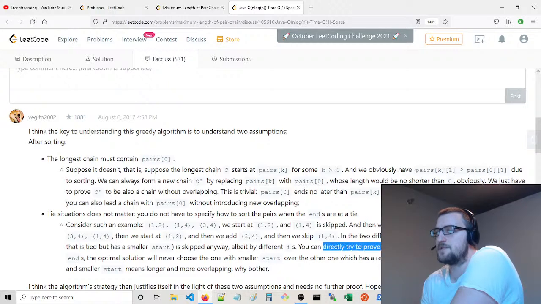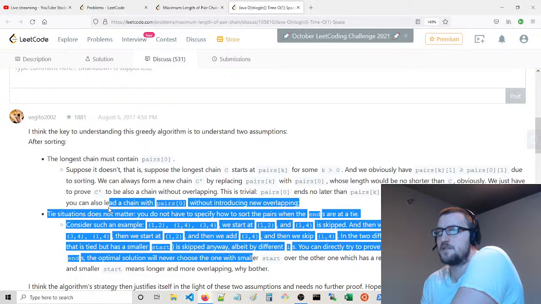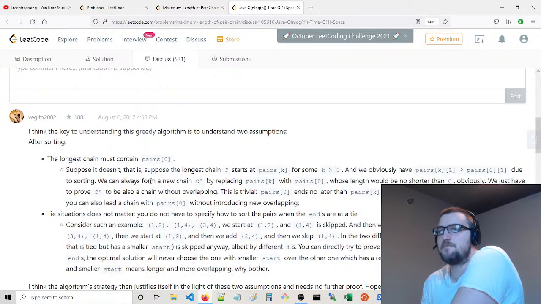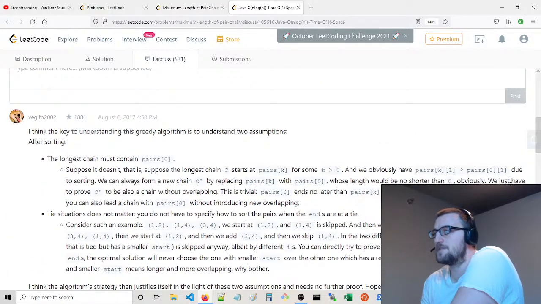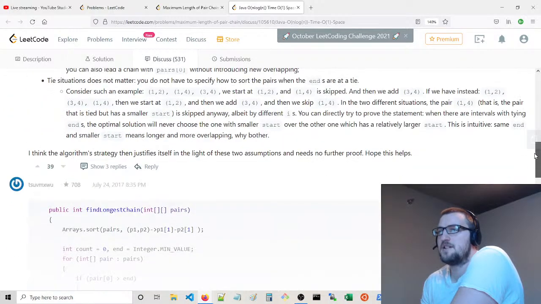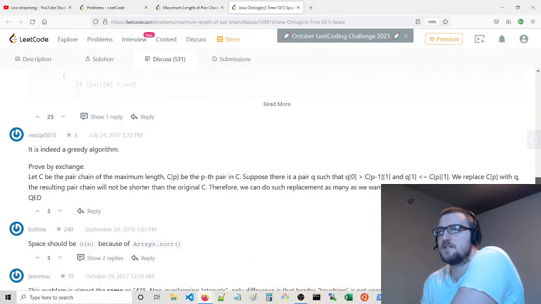You can directly try to prove the statement when there are intervals with tying ends. The optimal solution will never choose one with a smaller start over the other one which has a relatively larger start. This is intuitive. Same end, smaller start means longer, more overlapping. Why bother? The algorithm strategy then justifies itself in the light of these two assumptions and needs no further proof. Hope this helps. Kind of, not exactly.